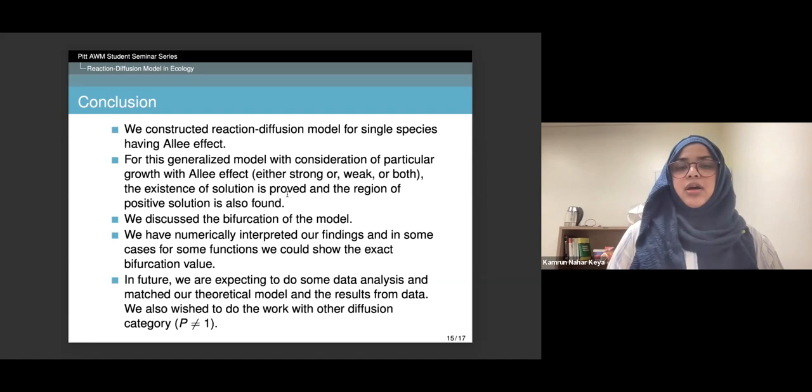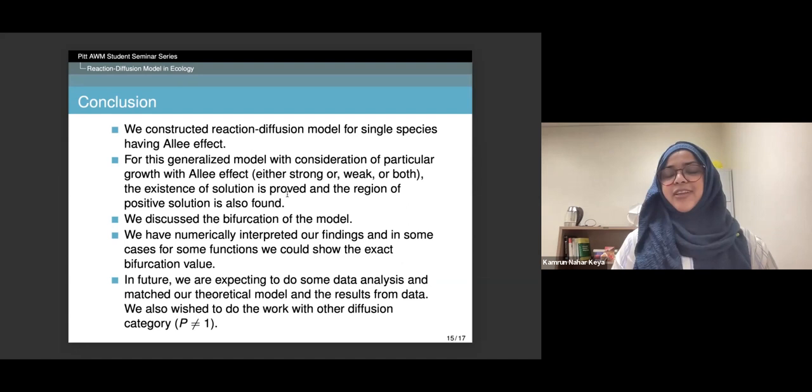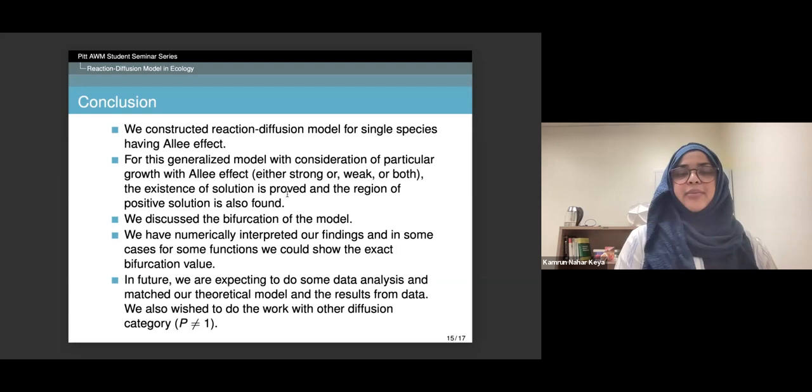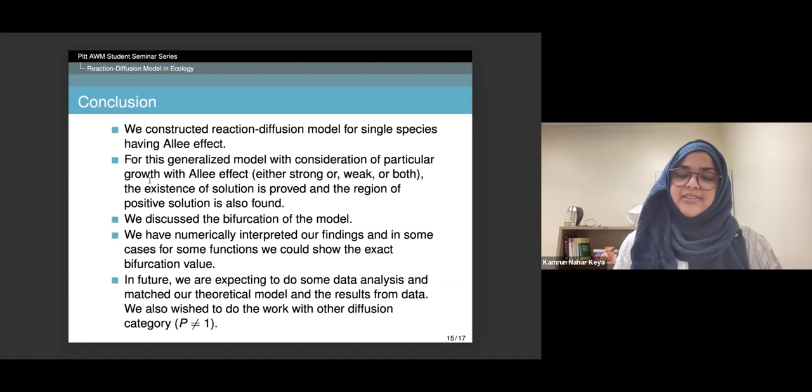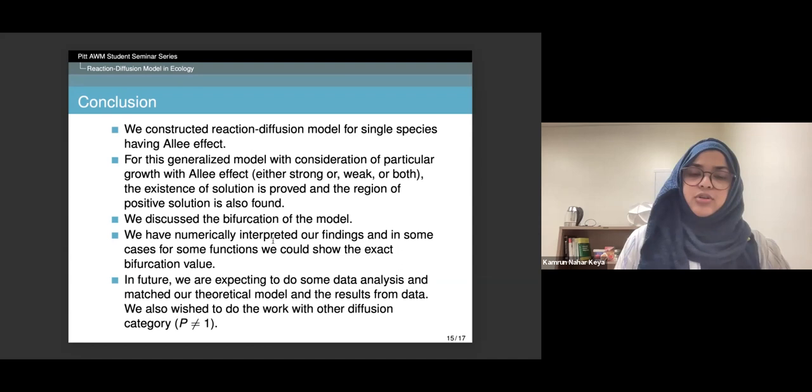mostly because there were not enough resources in previous papers or journals. We could not find enough background; there are a few theoretical papers about the Allee effect, but not many are available in a mathematical context. So it was really interesting to work on this paper. Our model was generalized. It will work on any kind of species, except humans: any birds, fishes, or grazing animals. We also discussed the bifurcation, which is the K point of the model, and we numerically interpreted our findings.